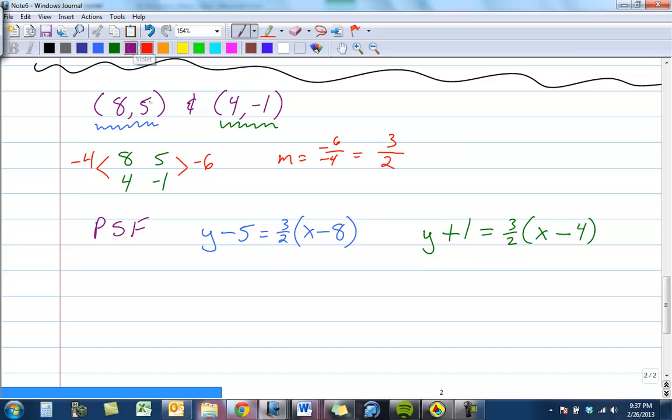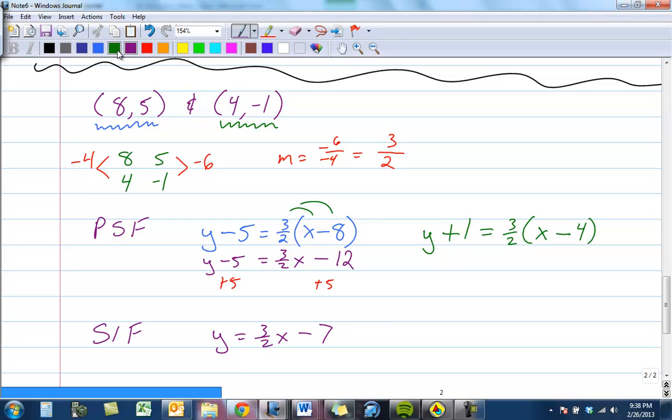Now, if I ask for slope intercept form, that's where it gets a little bit more complicated. If I ask for slope intercept form, you got to get y by itself. So the first thing you would do is distribute. So in this case, you get y minus 5 equals 3/2 x. Then use your calculator. 3 divided by 2 times 8. It's going to be minus, if you use your calculator, you should get 12. Then you're going to add 5 to both sides. Your final answer should be y equals 3/2 x, negative 12 plus 5 is minus 7.